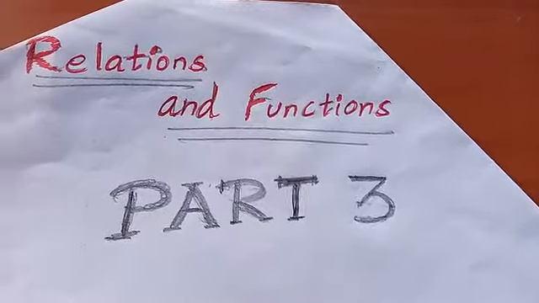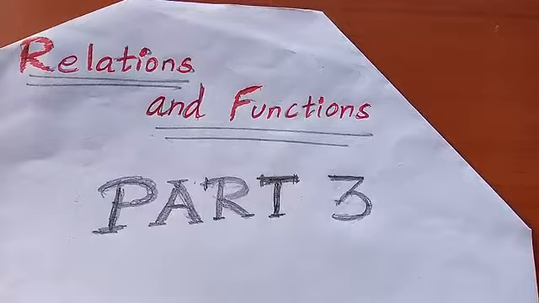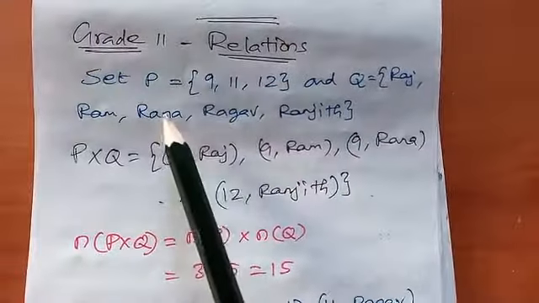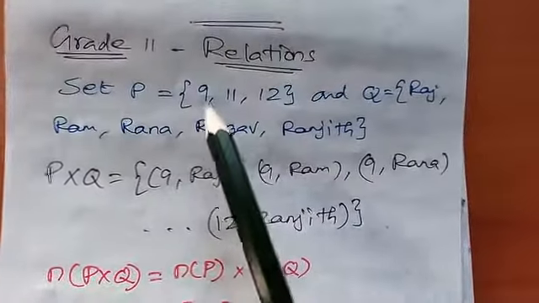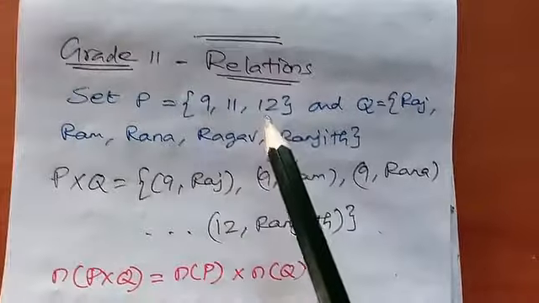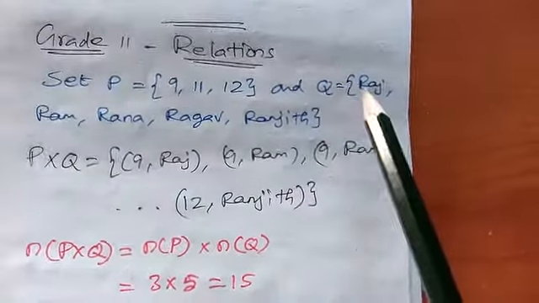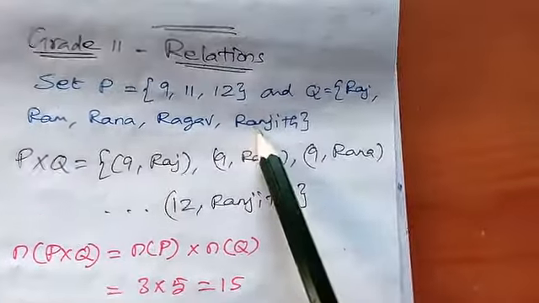Come on, let us discuss relations and functions part 3. Based on the previous video, whatever we discussed is continued here. Set P has 3 elements: 9, 11, 12. Set Q has 5 elements: Raj, Ram, Rana, Raghav, Ranjit, and so on.